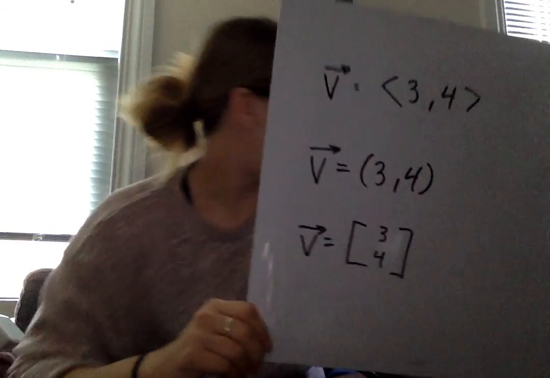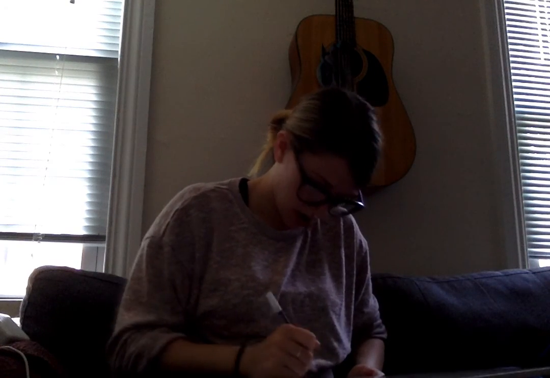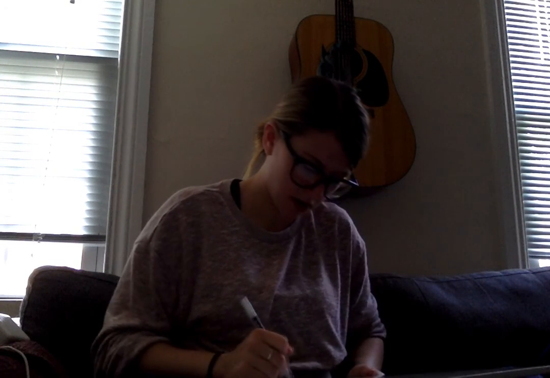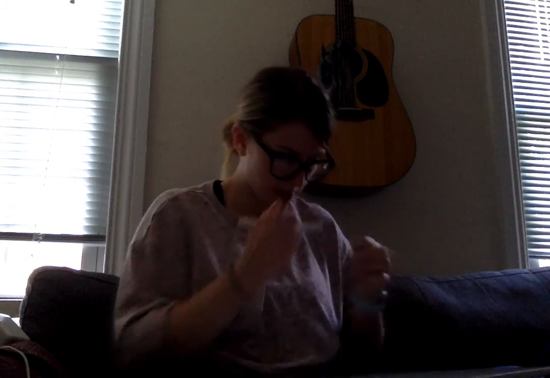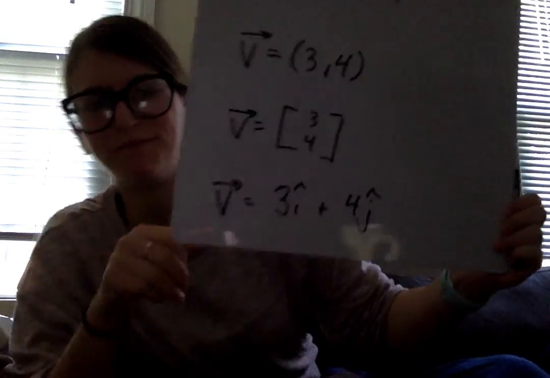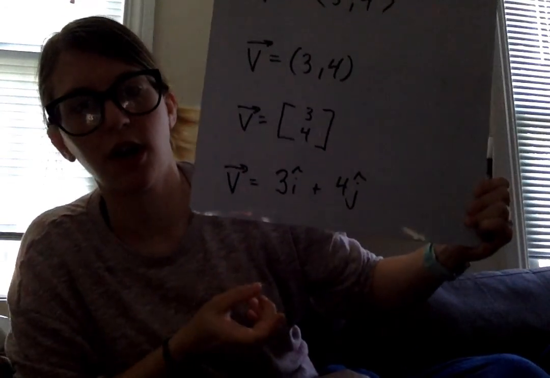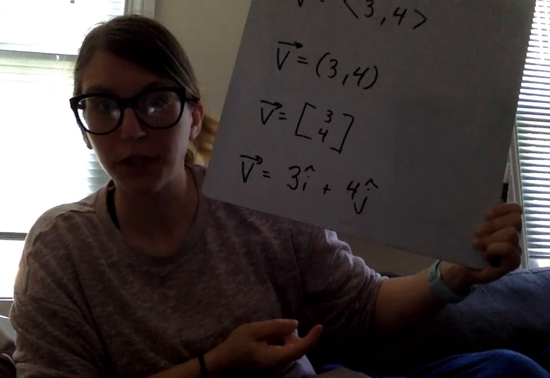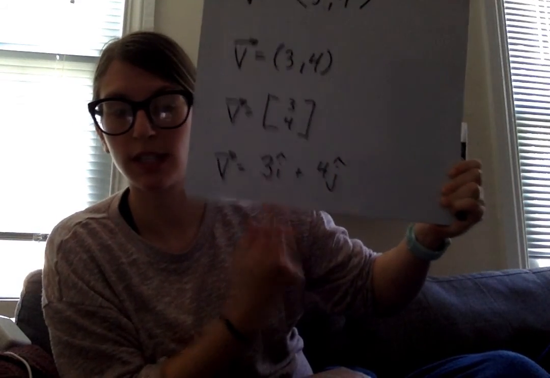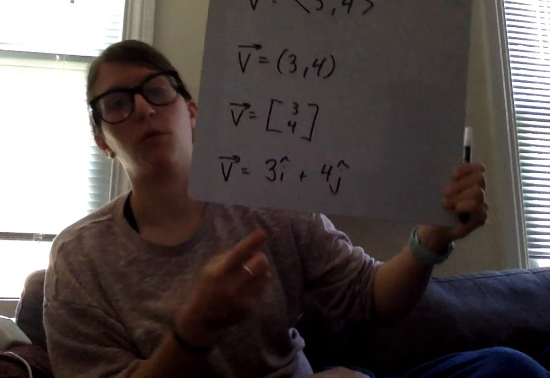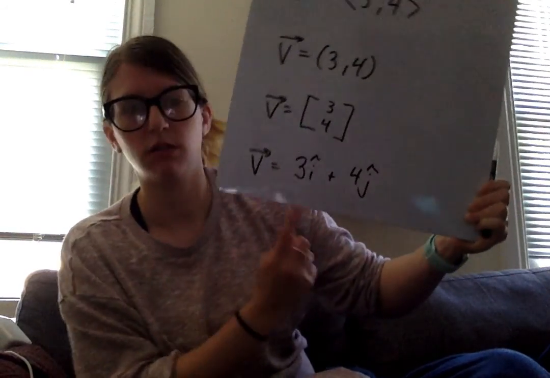You'll see. And then the last way that you can see it is with i and j. That's because these are, I believe they're called unit vectors, and this one is about the x-axis, and this one is about the y-axis. So 3 times 1 is 3, 4 times 1 is 4, 3, 4. Cool. Well, we're going to be dealing with the angle brackets. I love them. They're just fun to draw. So that's what we're going to be using.